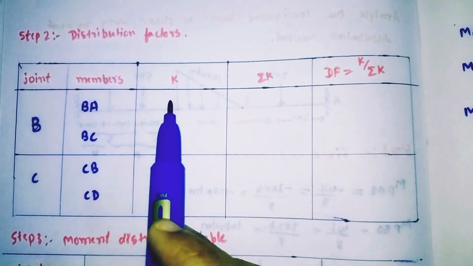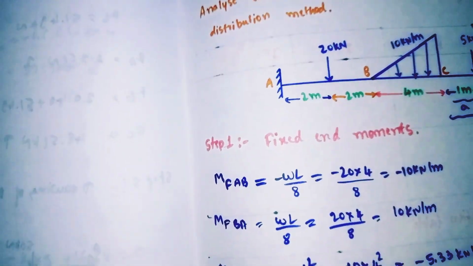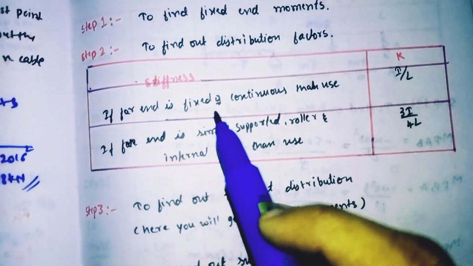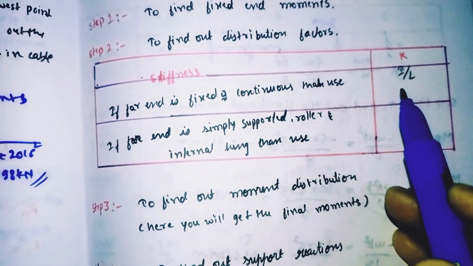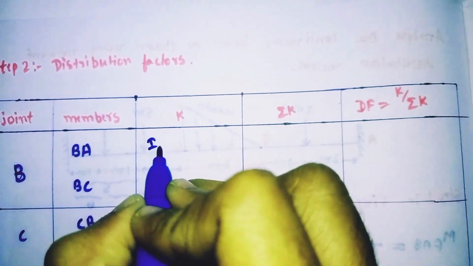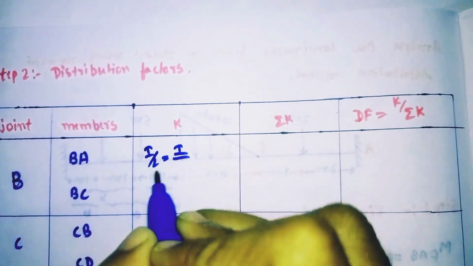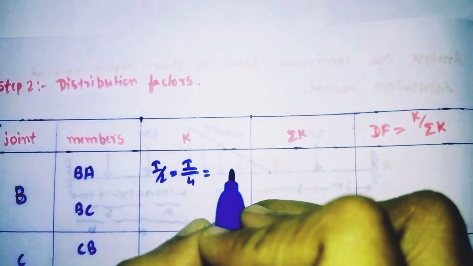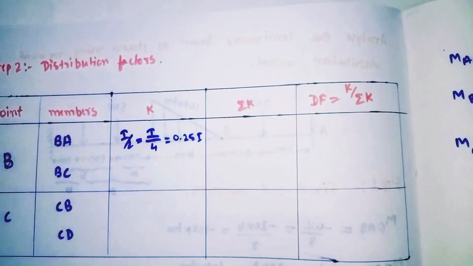So for calculating the stiffness for BA, our far end is fixed. We need to use the formula I divided by L. See here, if the far end is fixed or continuous, then the stiffness formula is I divided by L. I is not given, so put it as it is, divided by our BA span, which is 4. Substituting this, it will come out as 0.25I.